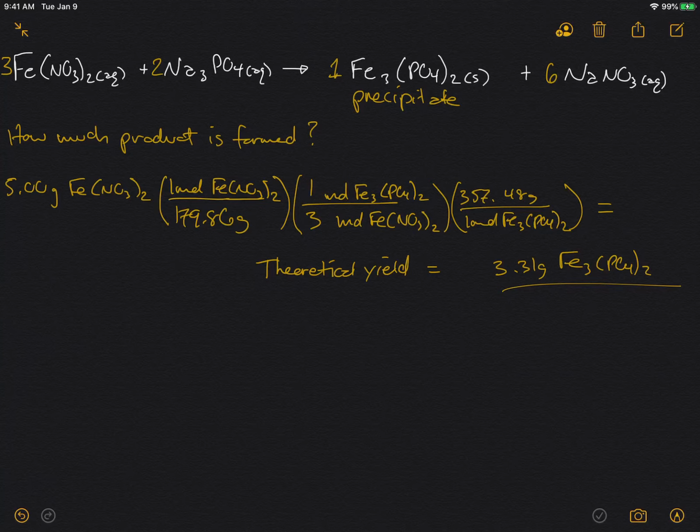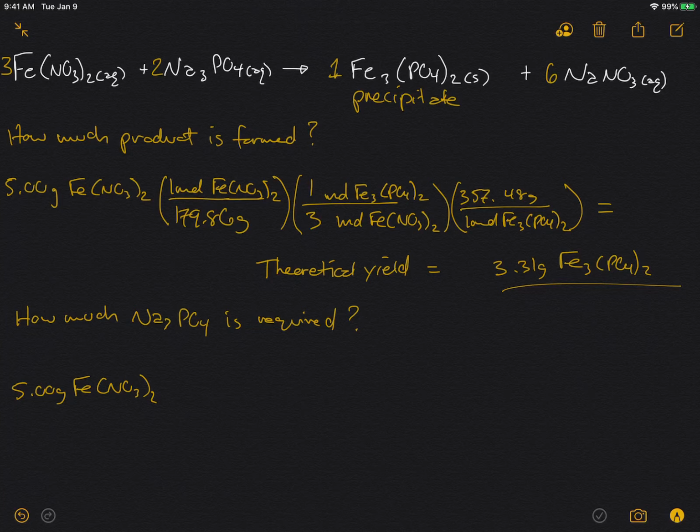So another question we might ask is how much sodium phosphate is required to react with 5 grams of iron nitrate. So how much sodium phosphate is required to produce that much iron phosphate? So we start out the same way. We have 5 grams of our iron nitrate reactant. Let's convert that to moles again. 1 mole of iron nitrate has a mass of 179.86 grams.